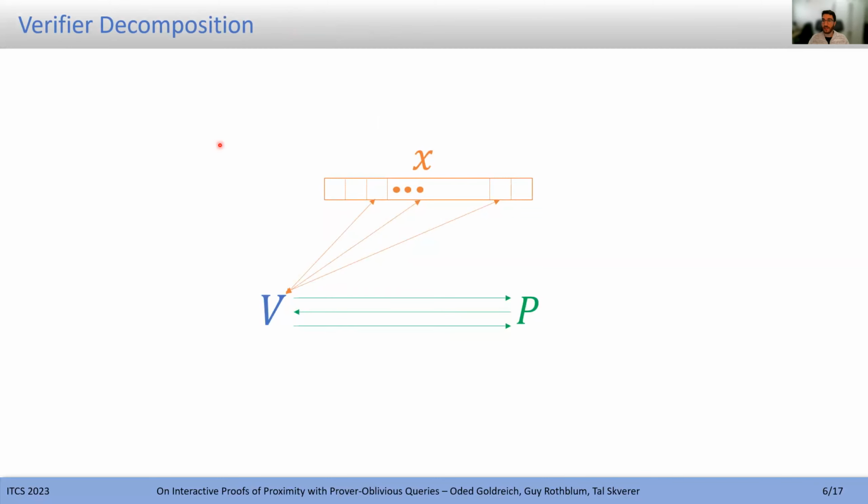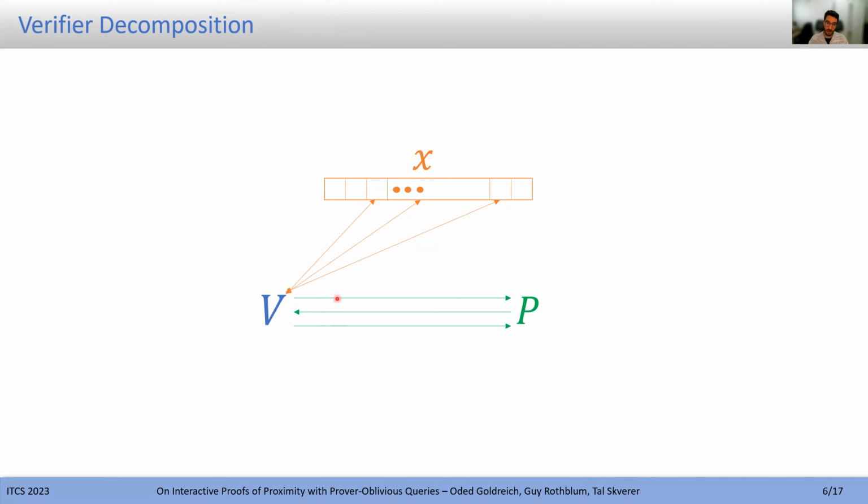Okay, so we have this restriction that we're going to focus on, which is the prover-oblivious queries. And in order to talk about this more easily, we want to alter the model of interactive proof of proximity slightly. It will not decrease its power. We call this a verifier decomposition.